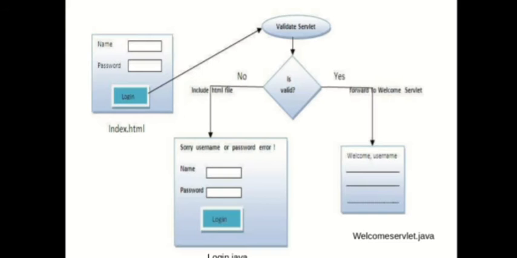So this example we have seen in previous lectures. This is the index.html file which validates the servlet. If your name and password are right, then it forwards the request to the welcome servlet, where the welcome message gets printed. If it is invalid, then an error message gets printed and the user will get the index.html page.